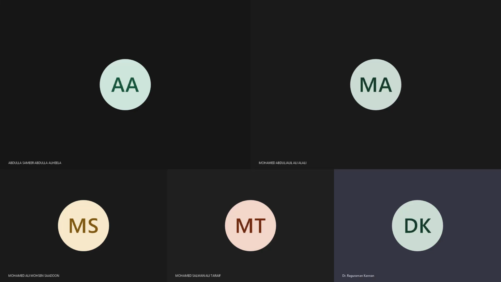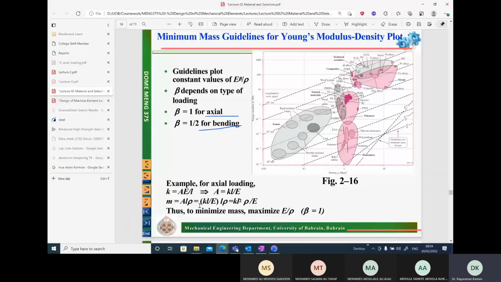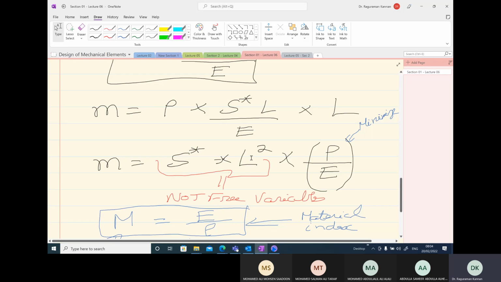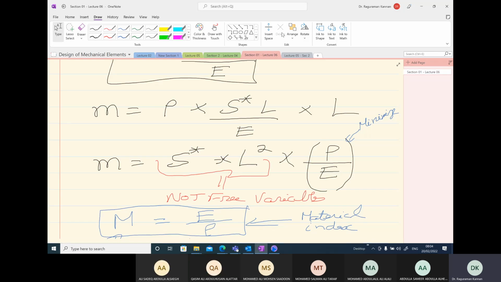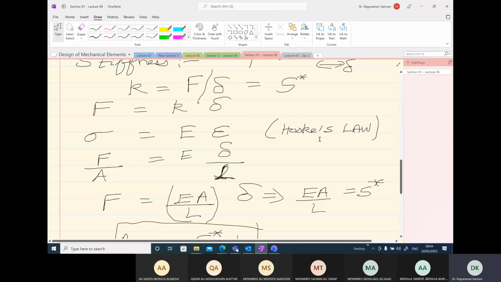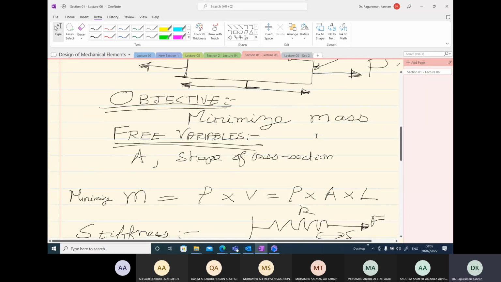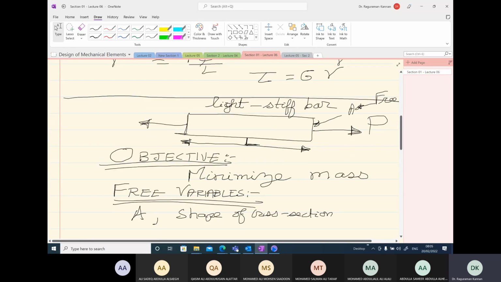Last class, we went through how to derive the material indices for a simple case of an axially loaded bar. If you recall, how did we start? We wanted to design a lightweight, stiff, axially loaded bar of a particular given length. So this is a fixed length according to the application.